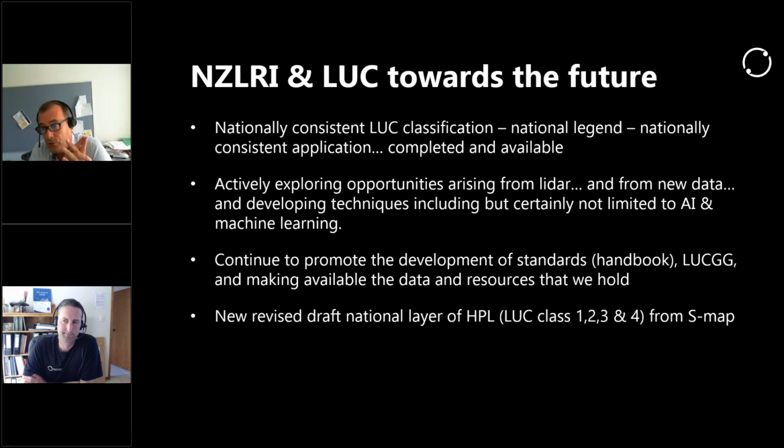We continue to work with industry and others, especially the LUC governance group, great bunch of people. And we're currently working on a new revised draft national layer of highly productive land based on the classification of LUC class 1, 2, and 3 from SMAP data. This is one that I'm working on, so I'm happy to talk about this one.